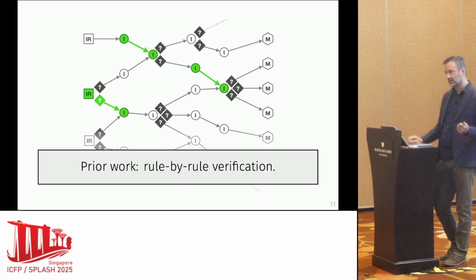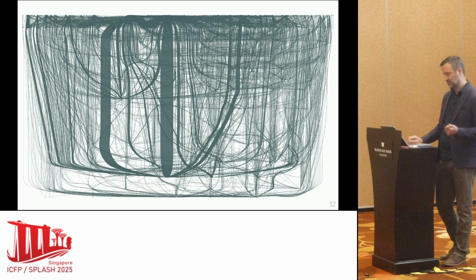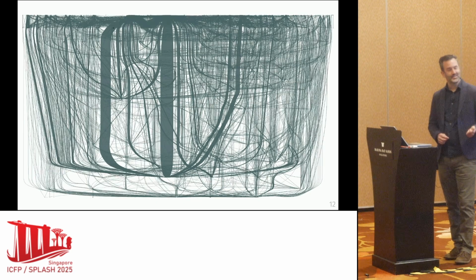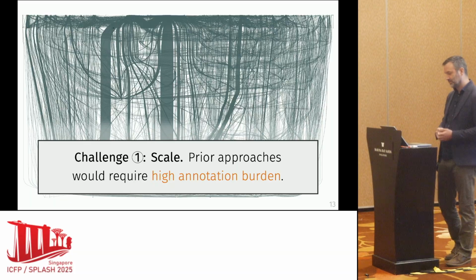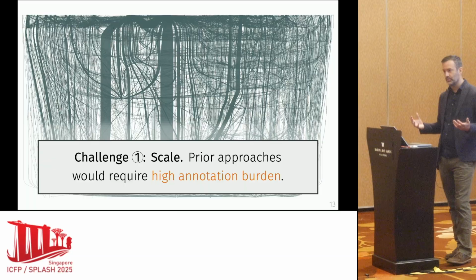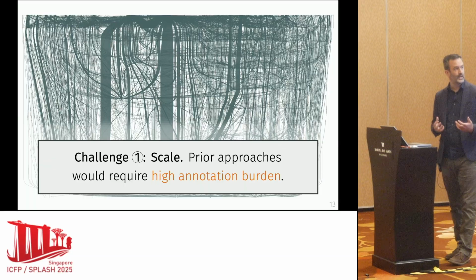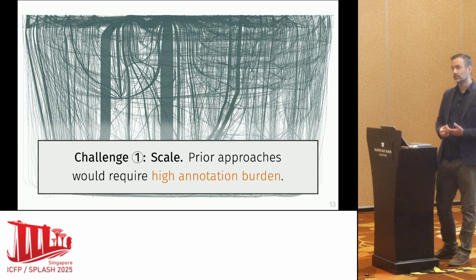However, in production compilers, these graphs are huge. This is the graph for the ARM backend in Cranelift. And that brings us to our first challenge, which is that with prior approaches, we would need massive annotation and specification burden to reach full coverage.